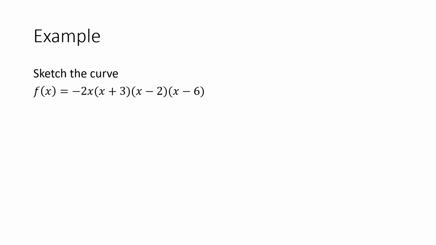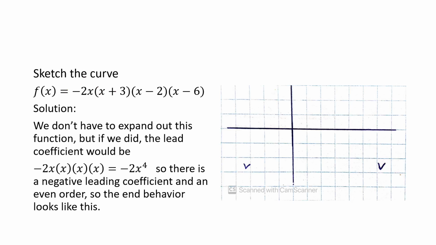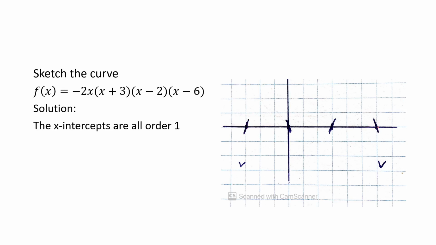Now, what if we're asked to sketch this curve right here? What's interesting about this curve is the fact that sometimes people forget you can have an intercept at x equals 0. So if we were to expand it out, we would see that our lead term would be negative 2x to the 4. So our end behaviors are the end behaviors shown here. I would see that I have an x-intercept of order 1 at x equals 3, order 1 at x equals 0, order 1 at x equals 2, and order 1 at x equals 6.